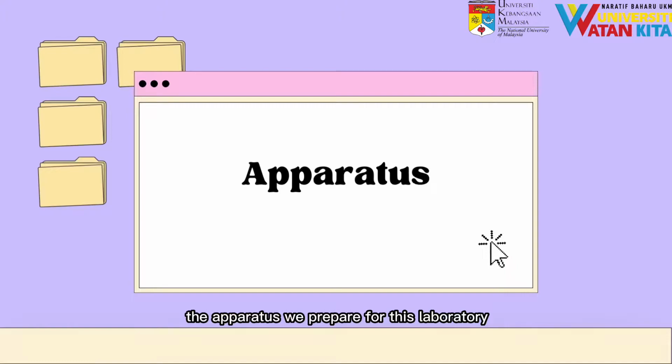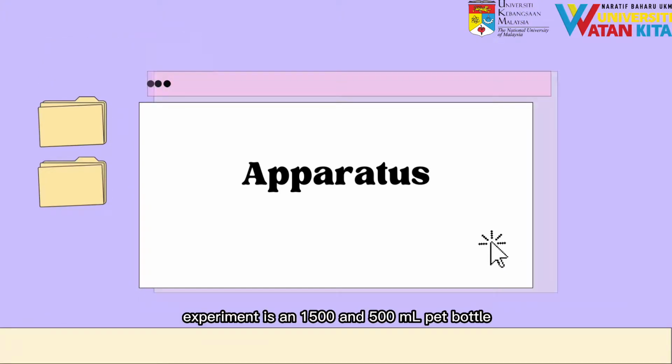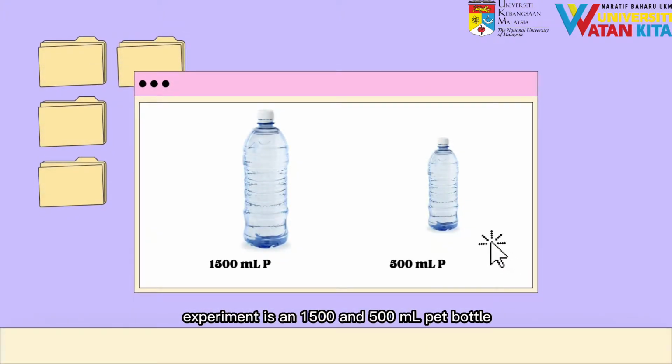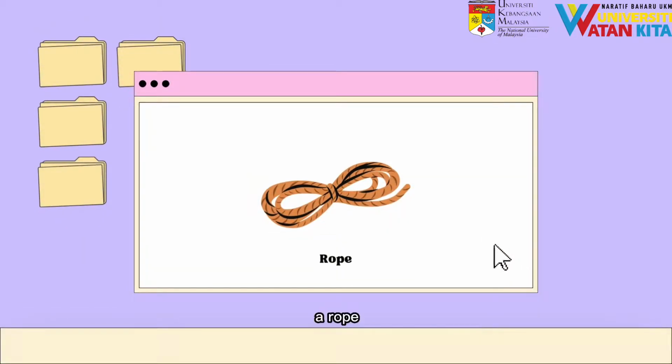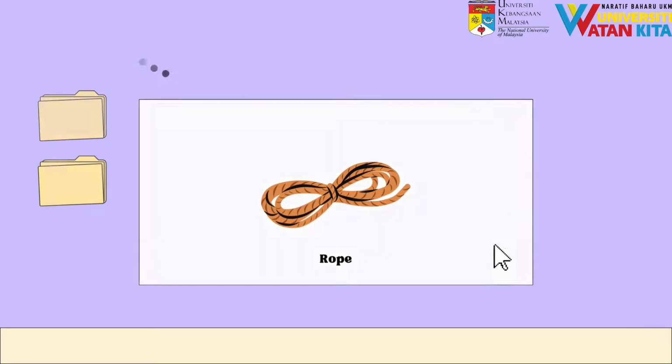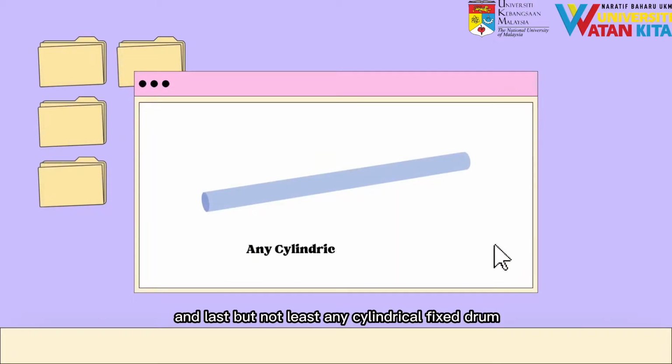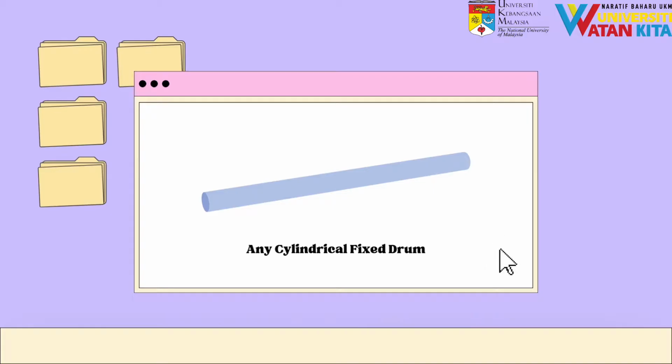The apparatus we prepared for this laboratory experiment are 1500 ml and 500 ml PET bottles, a rope, and last but not least, any cylindrical fixed drum.